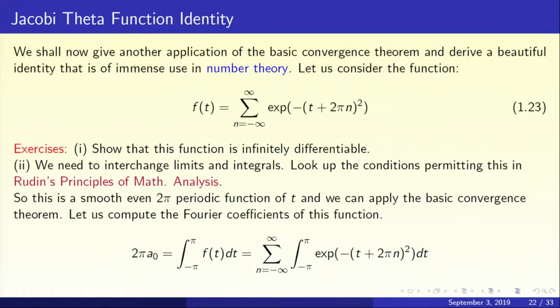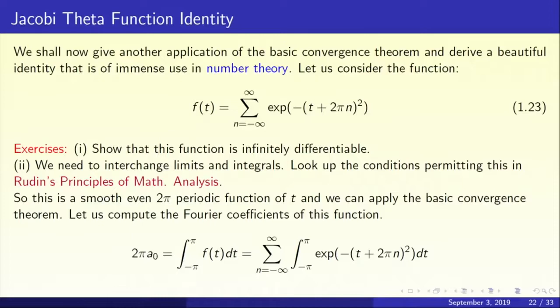Is it Holder continuous? It is far better than just being Holder continuous. It is differentiable any number of times. You can differentiate it infinitely often. It's a very smooth function. So it's much better than just Holder continuity. You can apply the basic convergence theorem. But what do we have to do? We have to calculate the Fourier coefficients of this 2 pi periodic function.